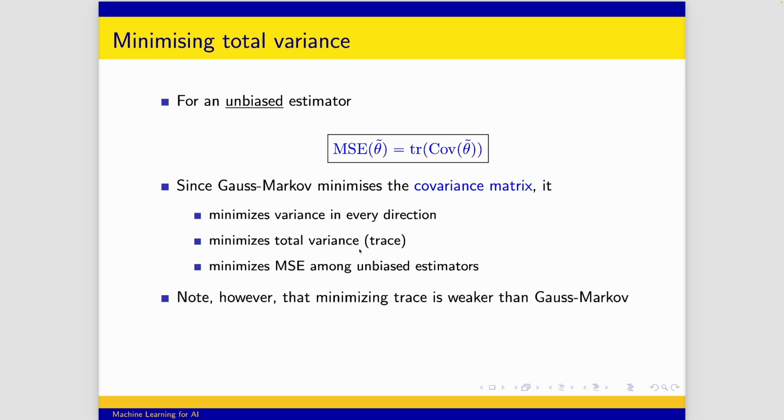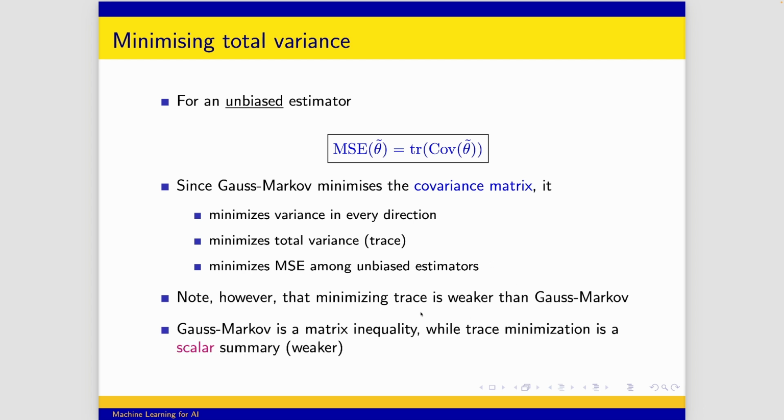So these are all equivalent viewpoints, but note that the Gauss-Markov condition is actually stronger than minimizing the trace, because that deals with the covariance matrix. This trace minimization is just a scalar summary. It's a weaker concept. Okay, so there is one more interpretation of this, which is related to geometry, namely that it keeps the noise inside the image space of the design matrix, and it kills all other directions. But we won't bother with that. Okay, I think this is enough.